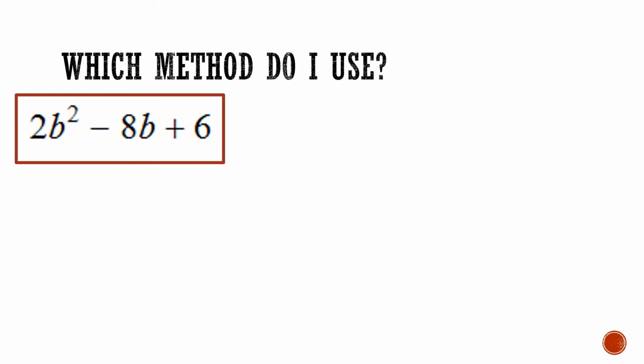So when I look at this problem here, I notice that all of them are even numbers. They don't all have b's, but they all are even numbers. So I know that I can factor out a 2. So which method would I use? That would be greatest common factor.